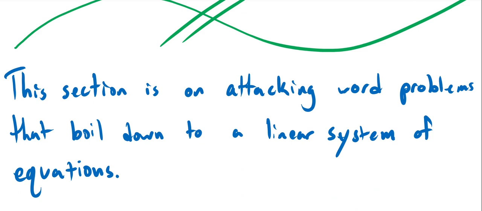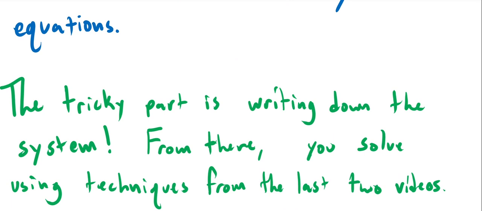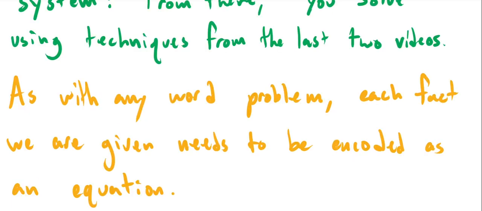So this section is going to be on word problems and how we attack word problems that essentially boil down to solving linear systems of equations. The trickiest part is going to be writing down what the system is. From there, you'll solve using the techniques from the last two videos. As with any word problem, each fact that we're given needs to be extracted and encoded as an equation. That's what lets us use math to tackle these otherwise linguistic problems.